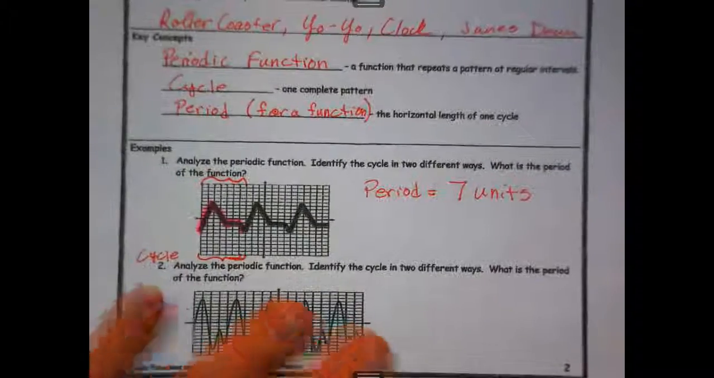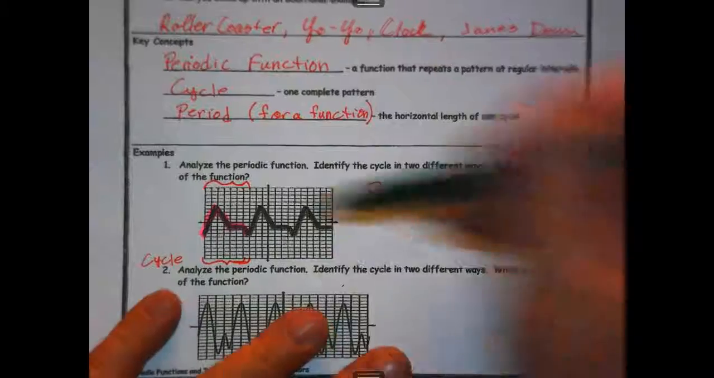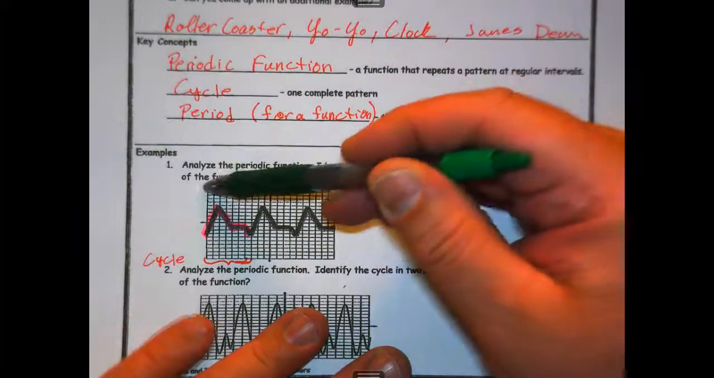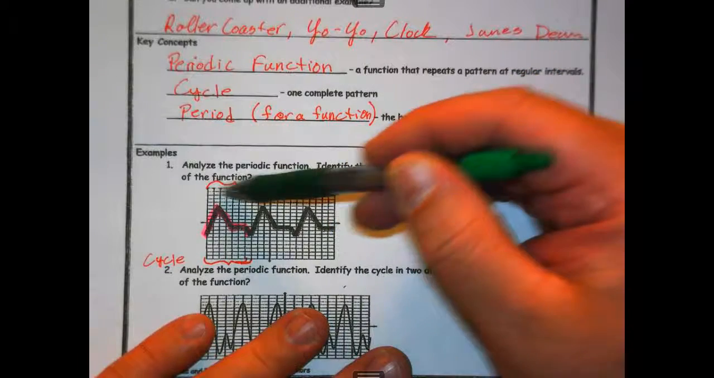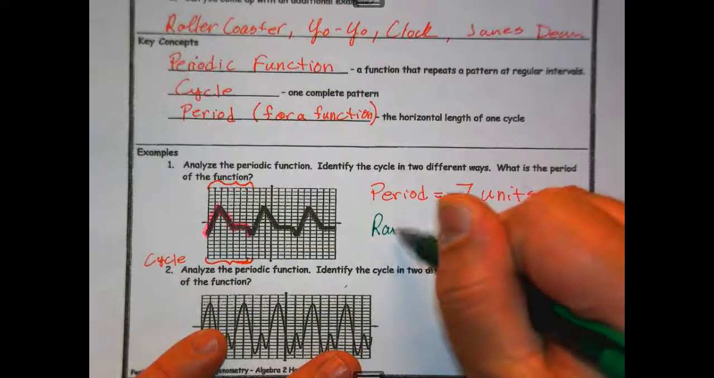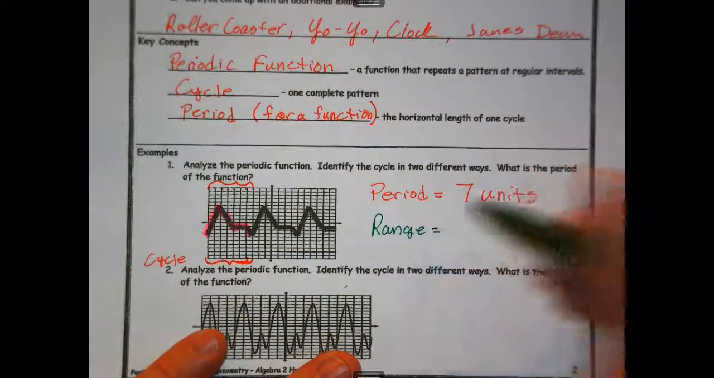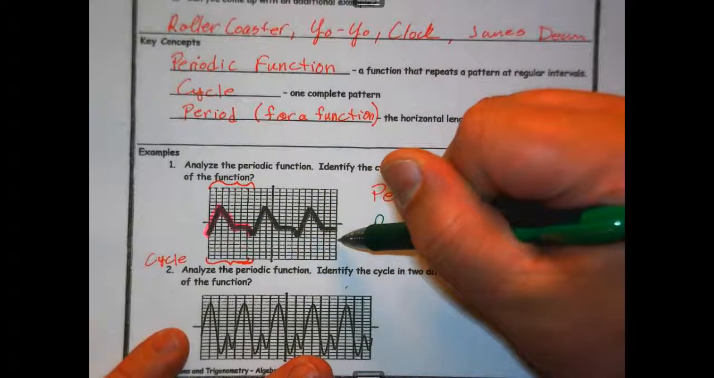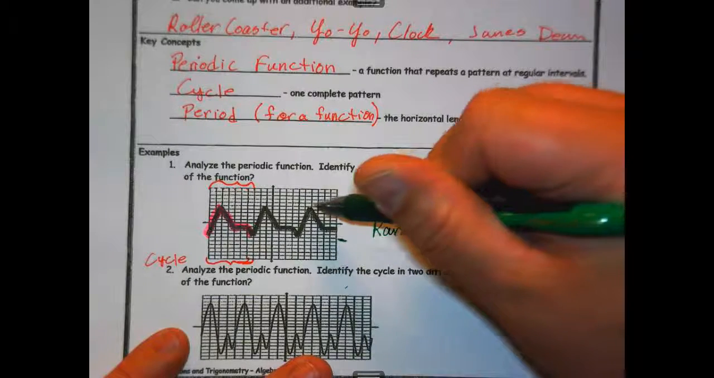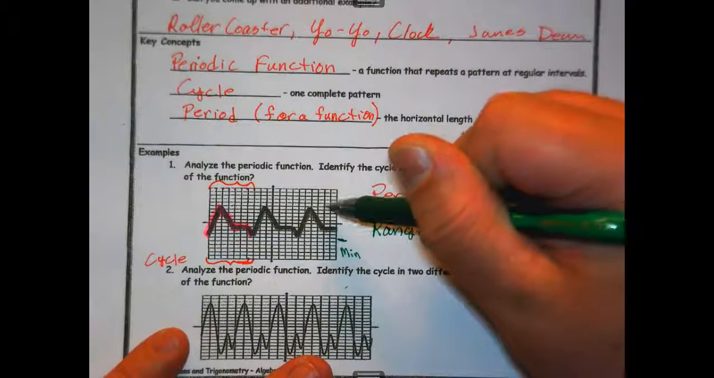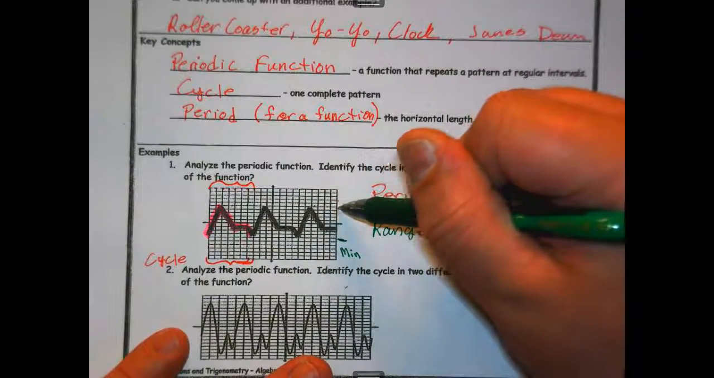Now, we have to do this in two different ways. Here's my y-axis and my x-axis. So the period is the domain. Why don't you do the range? So my range, let's see, it starts here. That's the min, and the max is going to be here.